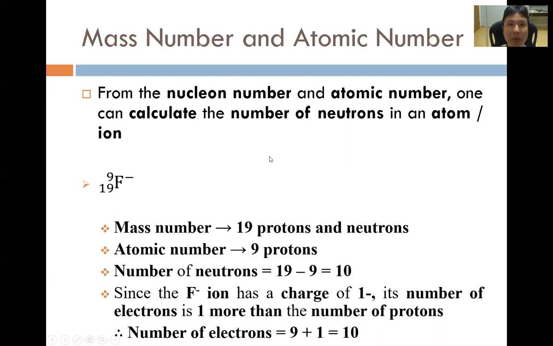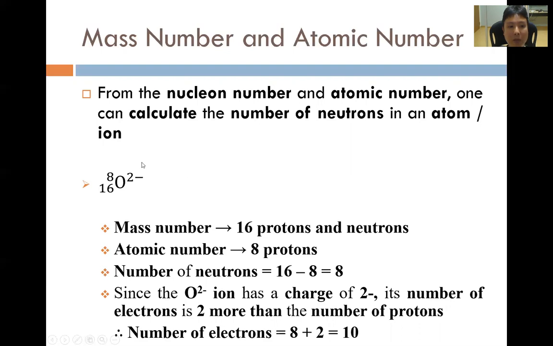On to some examples for negatively charged ions. For the F- ion, the number of protons is 9. The number of neutrons is 19 minus 9, which is equal to 10. And since it has a charge of 1-, it means that it has 1 more electron than the number of protons, and hence the number of electrons is simply 9 plus 1, which is equal to 10.